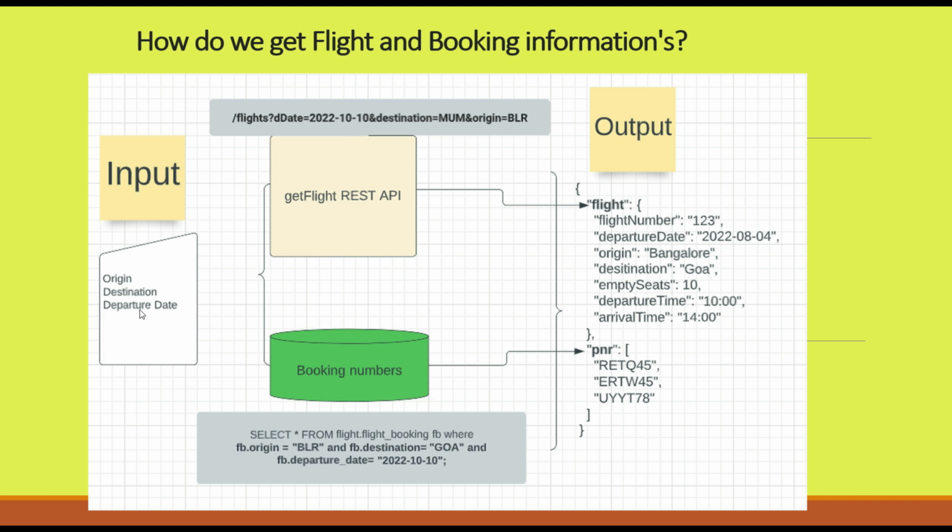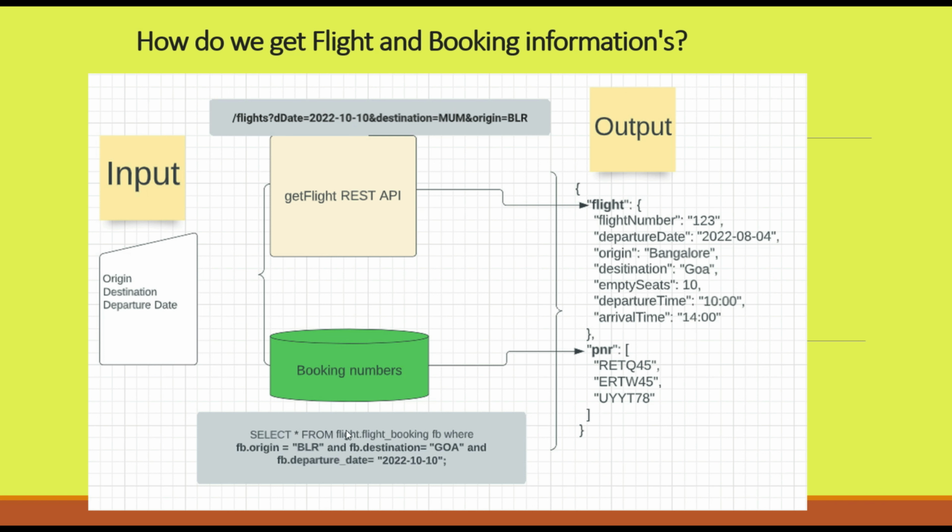But if you see the response of each call and the input, they are independent. The REST API call and the database call are independent of each other. So we are taking the same input to call the REST API and also the database. We just need origin, destination and departure date. So these two calls are actually independent of each other, so we can call them parallelly by using the scatter gather component.